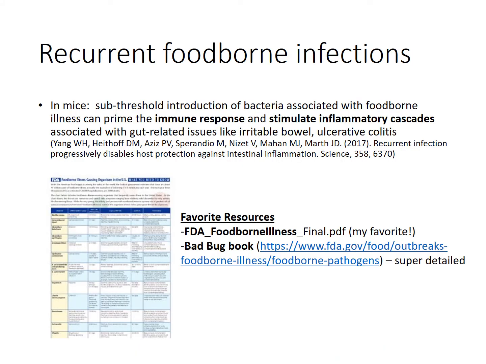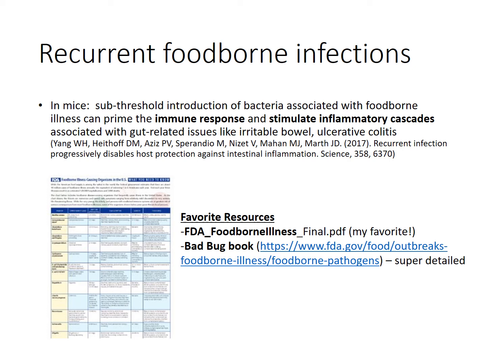Also, it's not just a single foodborne infection that's going to make you sick. There's new data coming through showing that even these sub-threshold doses of bacteria can really prime our immune systems to have an over-response related to inflammatory cascades. And this might influence irritable bowel syndrome and ulcerative colitis. So as we are exposed to these bacteria, simply being exposed again can cause more damage than the first time.